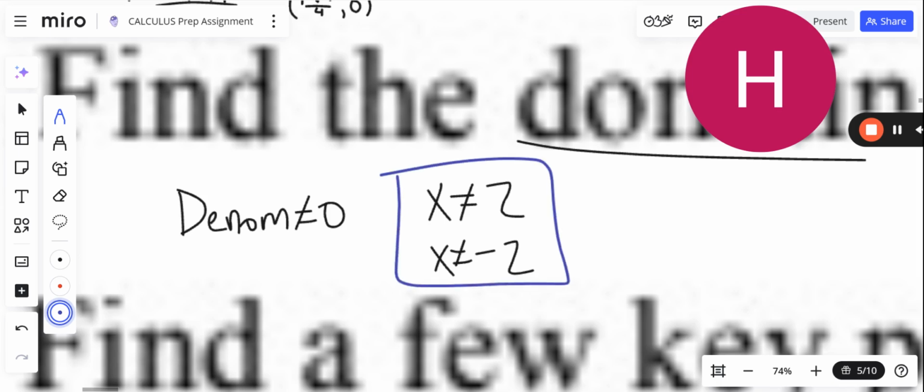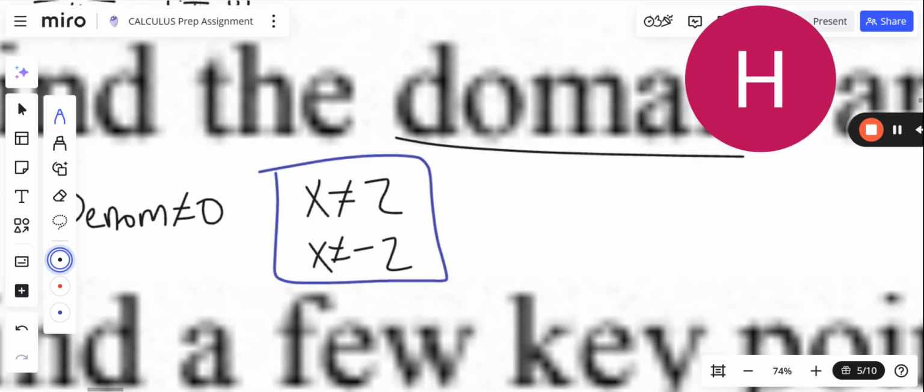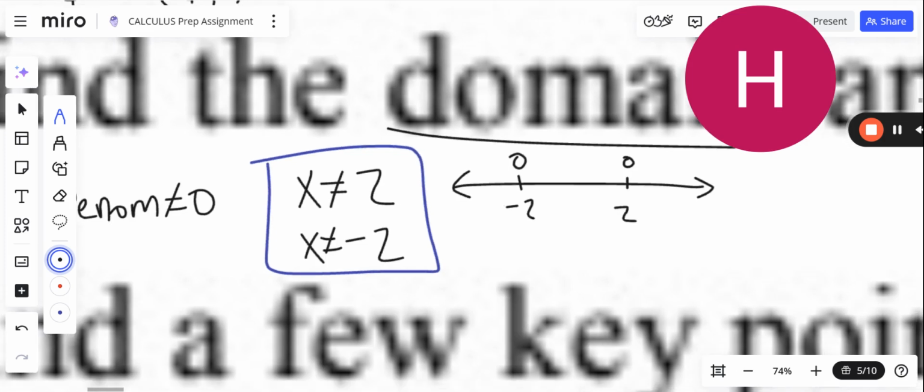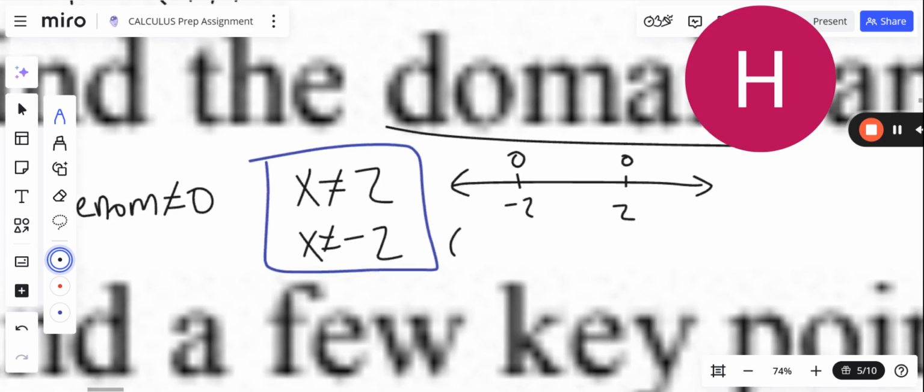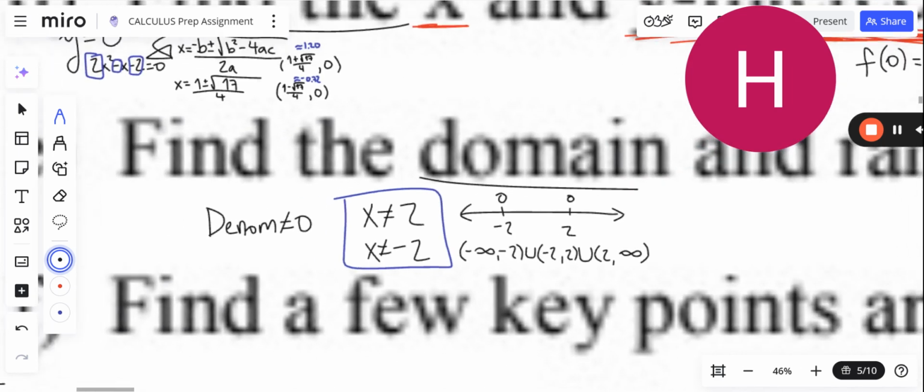Now that's perfectly acceptable in my opinion for writing the domain, but if you want to think about it in interval notation, which uses like a number line, and here's our -2, here's our 2, much like the chart, we'll have zeros right there, and so we're excluding those values. Right, so the domain would be from -infinity to -2, and then there'd be like a little blip, a little pause. We're going to union from -2 to 2, and then there's another little blip, a little pause, and then we're going to go from 2 to infinity. So that is the domain.